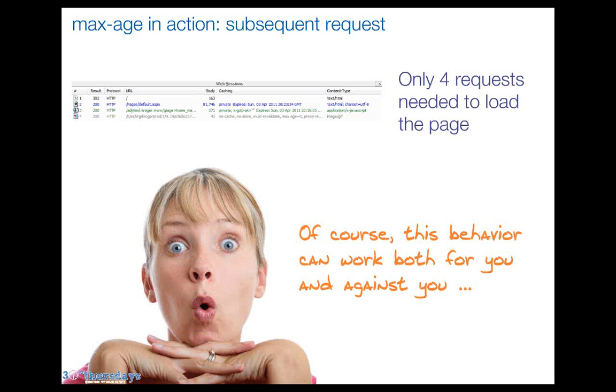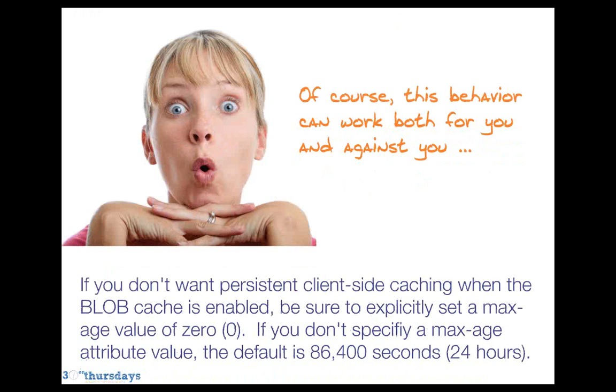So they're stuck with the old image until they either flush their browser cache or it expires. So if you don't want this persistent client-side caching behavior when you enable the blob cache, be sure you explicitly set a max age value of 0. If you don't, you get 24 hours. A max age of 0 means it'll still be cached on the client side, but every time the asset is needed, the client browser will ping the server to see if there's a new update. It's not a perfect scenario, but it at least guarantees that you're not going to be serving stale assets from the client side.